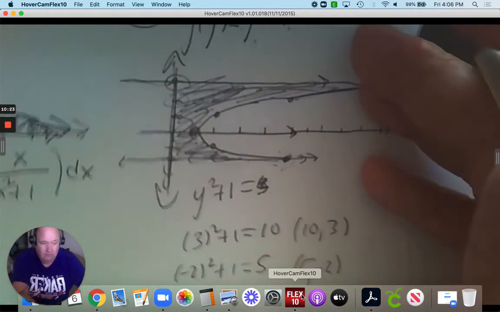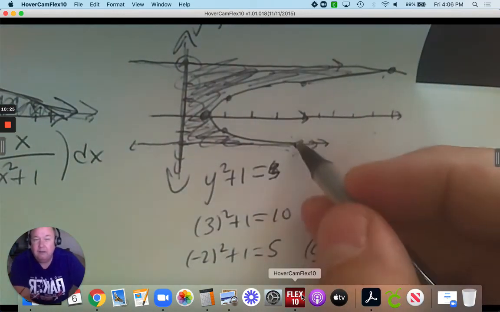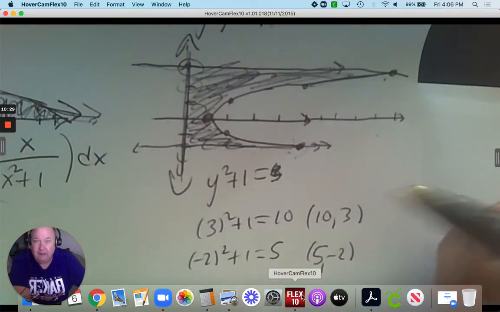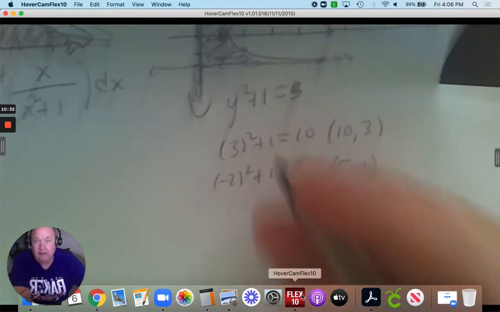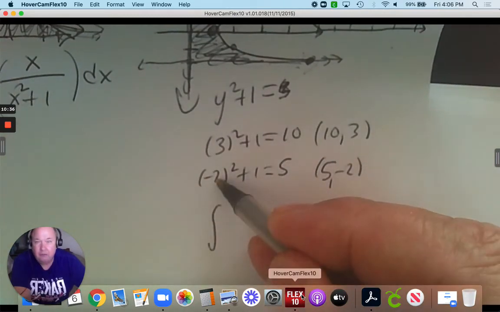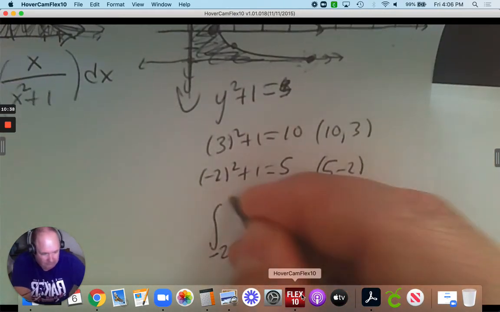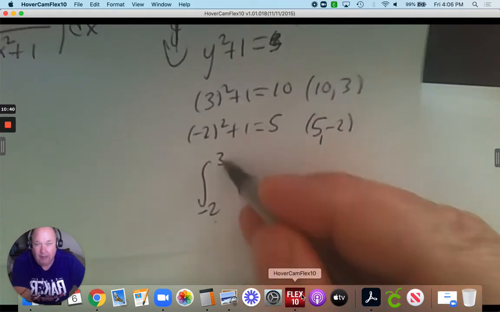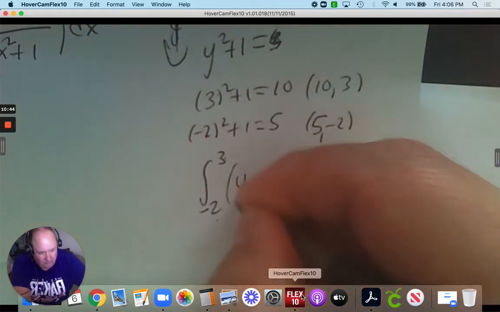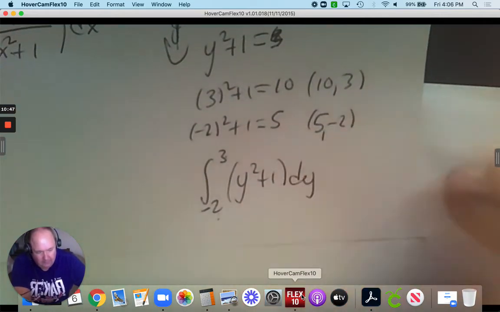Super important for the next unit as we go forward. So where are the points of intersection? And then shade it in. That's the area that you'd be finding. Now, what's the integration setup? You're integrating from -2 to 3. So it's like a flipped integration, right? It's the y values. So from -2 to 3, and you're integrating y squared plus 1 dy.